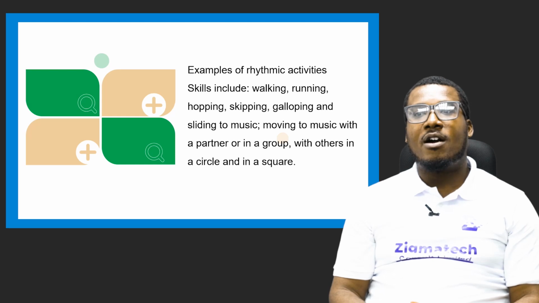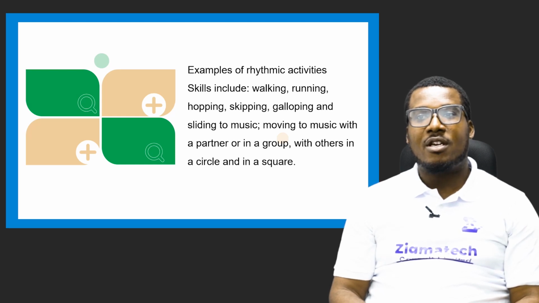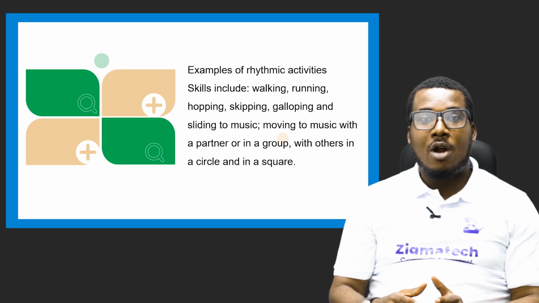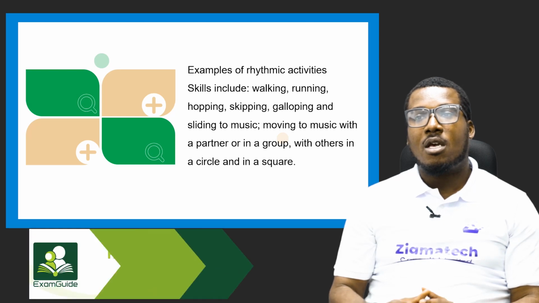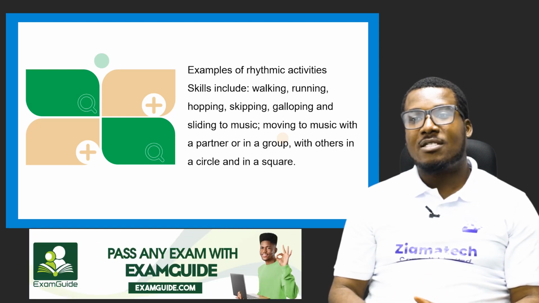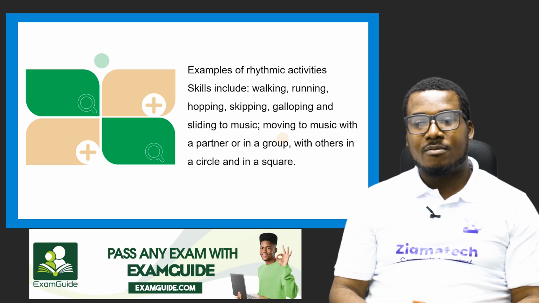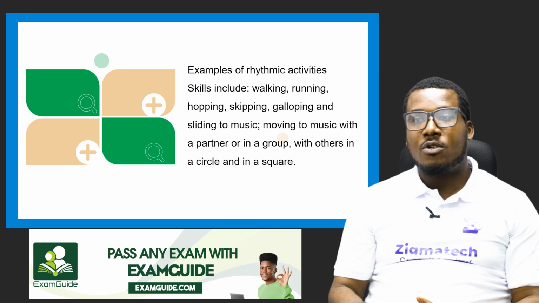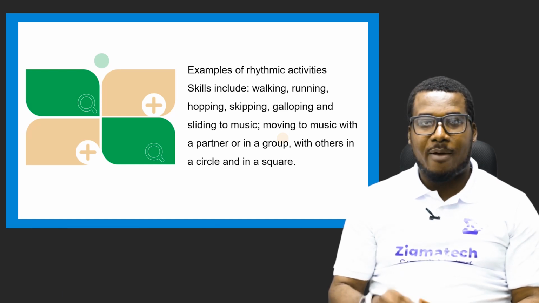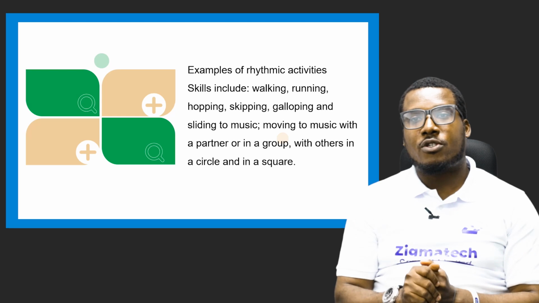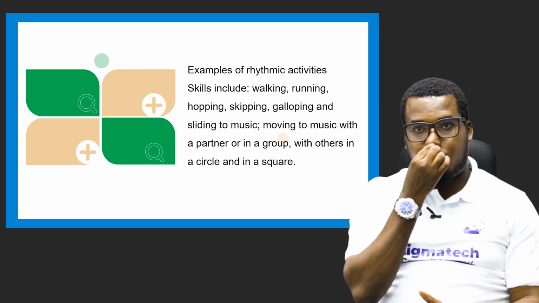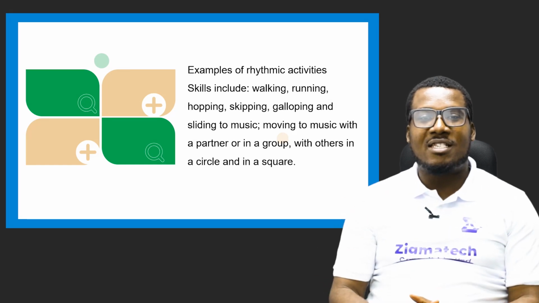Now, examples of creative rhythmic activities skills include walking, running, hopping, skipping, galloping, and sliding to music. Moving to music with a partner or in a group with others, in a circle or in a square. Now we see around us many times that we tend to be involved in basic body movement or body gestures.